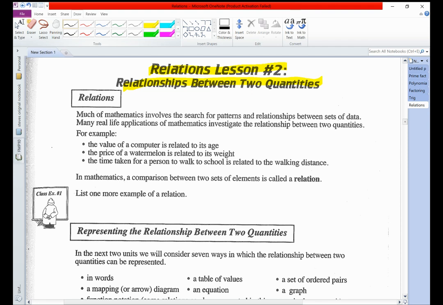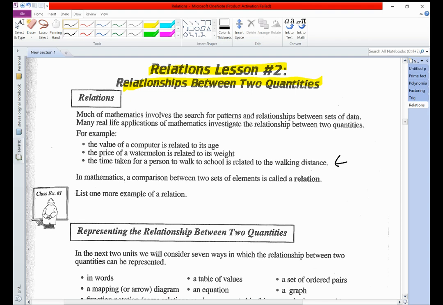So a couple of examples we have are the value of a computer is related to its age. So those are two quantities, right? Value and age. The price of a watermelon is related to its weight. So the quantities there are the price and the weight. And the time taken for a person to walk to school is related to the distance they have to walk. So time and distance are related. And time and distance are a big one in physics, but hopefully you see that when you get in there.